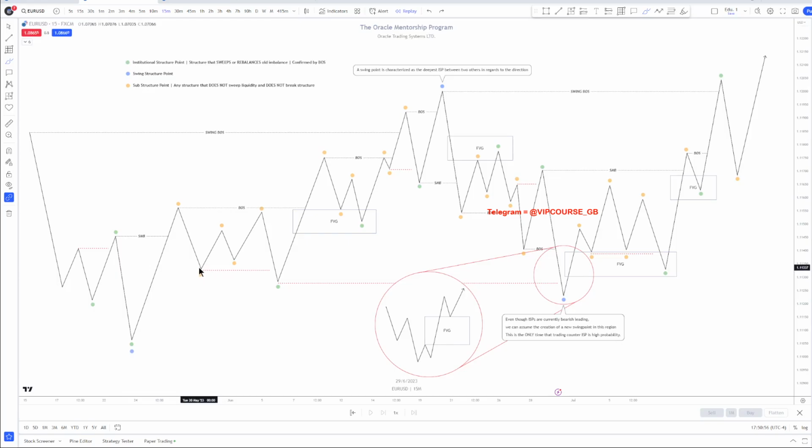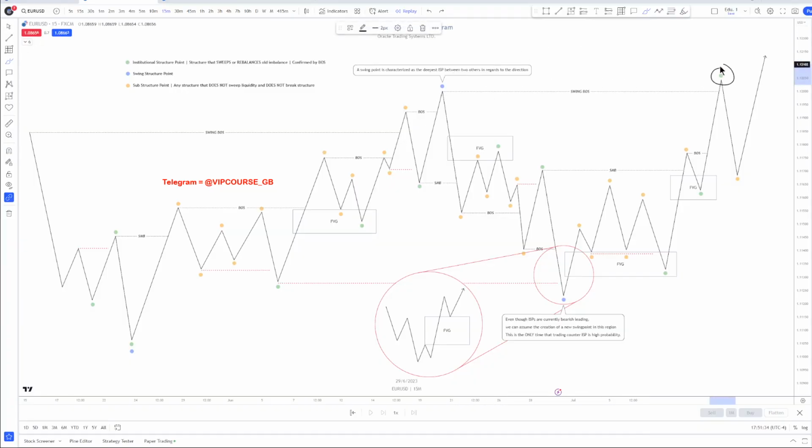Institutional structure points, go back again, are formed from liquidity sweeps and fills of imbalance, or FVGs. Price does not need to fill the entire imbalance, it simply needs to tap in, and then it is confirmed by the break of structure or the breakout of the previous institutional leg, right? The institutional dealer range. A swing structure point breaks when we simply break a previous swing structure point, okay?